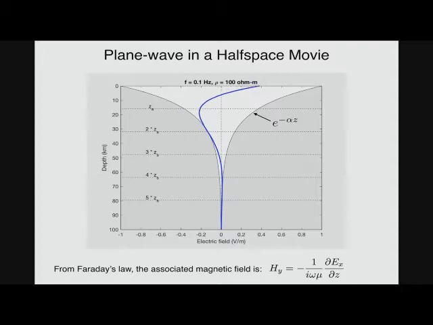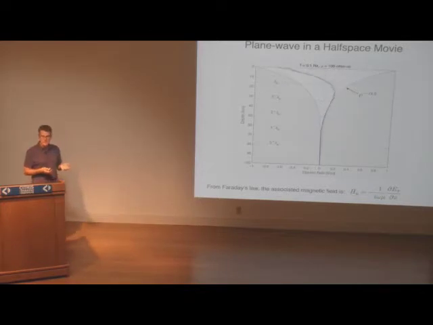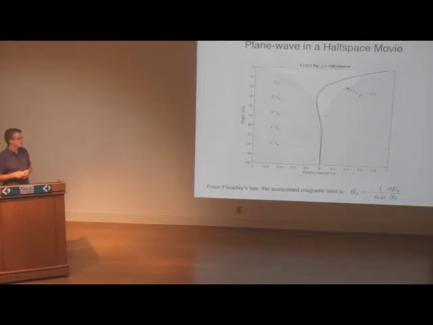And generally, we lose sensitivity within a few skin depths. So you can compute the skin depth of the EM wave, and you can use that as a proxy for how deep the methods are able to sense. And generally, anything that's deeper than 2 or 3 skin depths, we don't have sensitivity to.